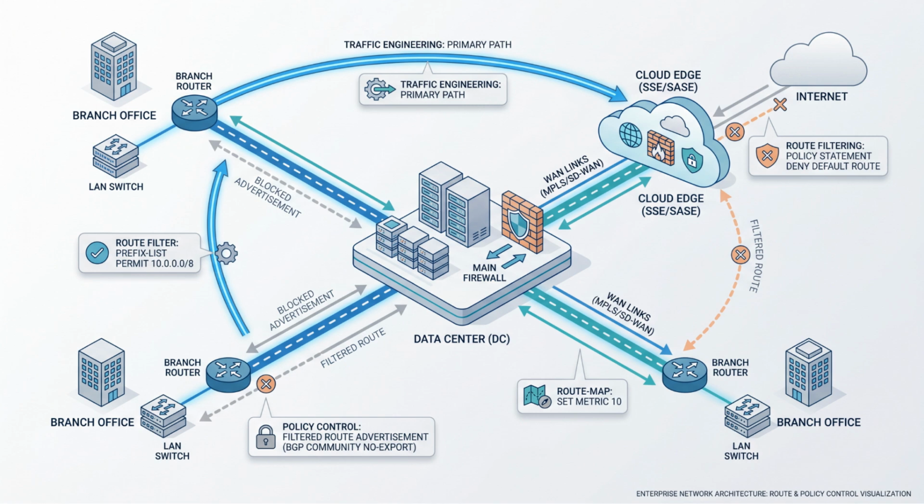One of the simplest controls is prefix filtering. You can permit only approved routes, block overly specific or unauthorized advertisements, and prevent accidental leaks from spreading outward. Policy frameworks like route maps or policy statements let you match routes on conditions and then set attributes. That is where filtering turns into real traffic engineering.